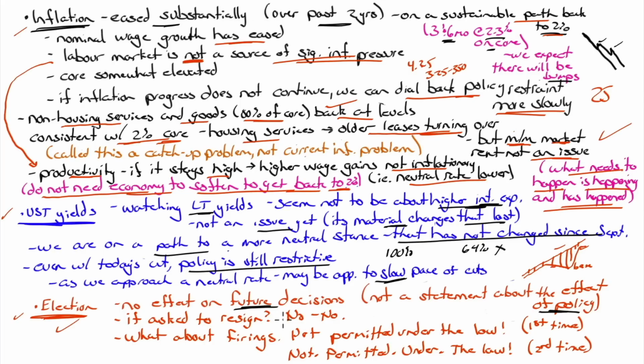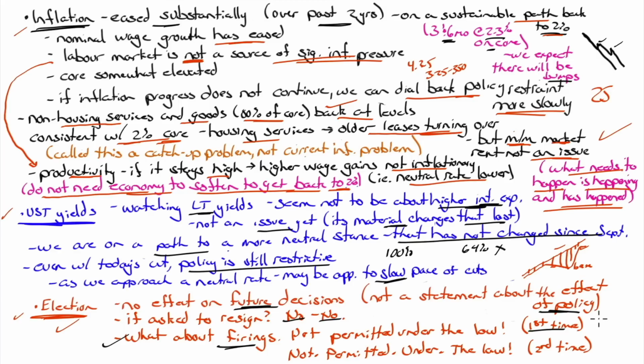If asked to resign, no. Then a follow-on question to clarify, no, he's not going to resign, which is okay. You can get away with that. You can't get away with this. What about firings? Are you concerned about firings? And he said it as a sentence.